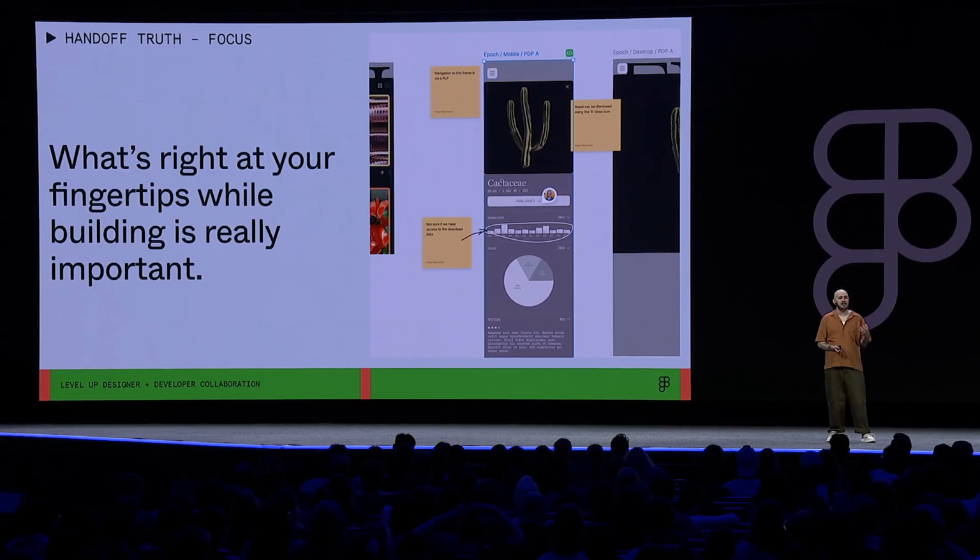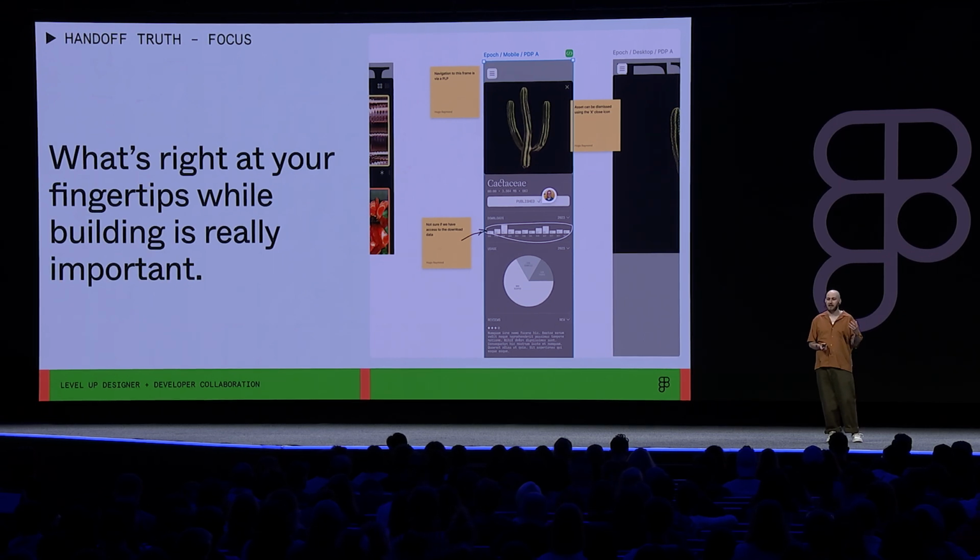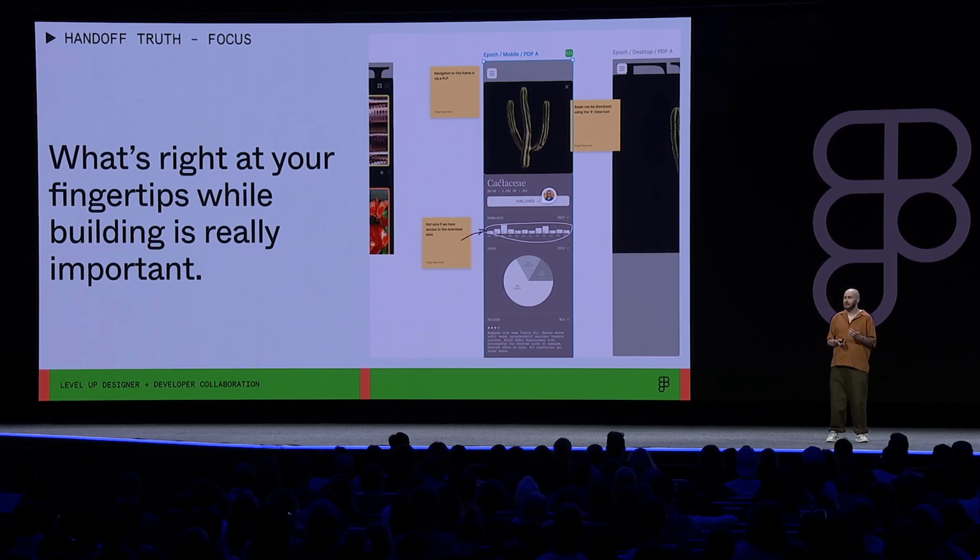The final handoff truth that was really clear from our research was that what's at hand, what's right at your fingertips, is really important while you're inspecting. There's a difference between information being available and being visible. It's crucial to have this high priority information, like what has changed, obvious and visible to everyone. We heard from developers that it was easy to get overwhelmed and distracted by other things on the canvas, and that specific important pieces of information that they really needed were easy to miss.